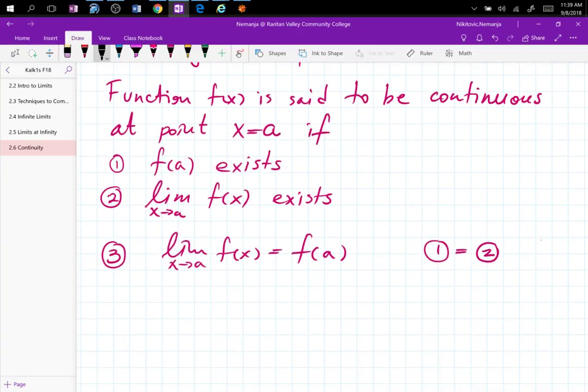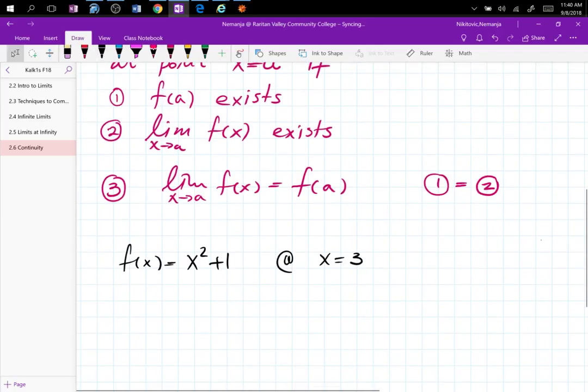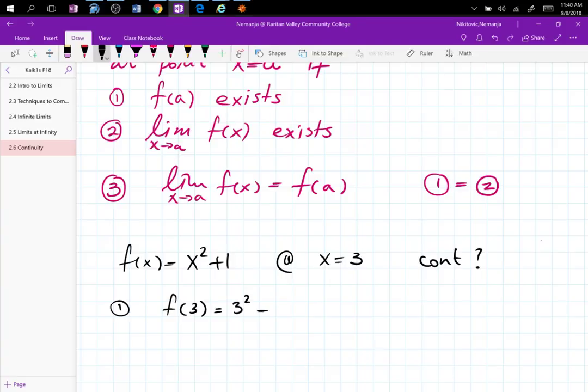So if I want to apply this on the function f of x equals x squared plus 1 at x equals 3, I am asking if this is continuous at that point. First off, realize that x squared plus 1 has infinitely many points, and I'm just picking one, x equals 3, and I'm going to check continuity at that point. So number one says that f of 3 must exist. Well, that's 3 squared plus 1, which is 10. So yeah, put a green check mark right there. By now, obviously, you're bringing color pencils and you have green.